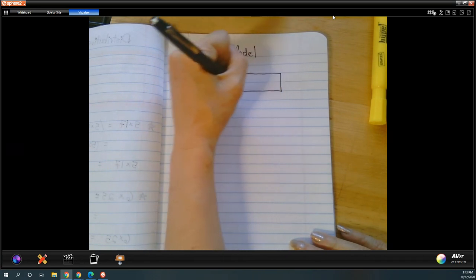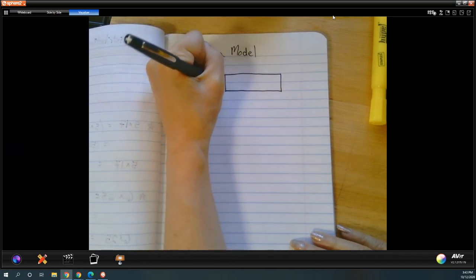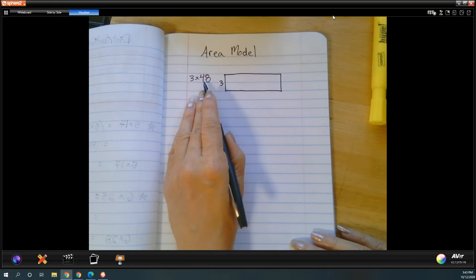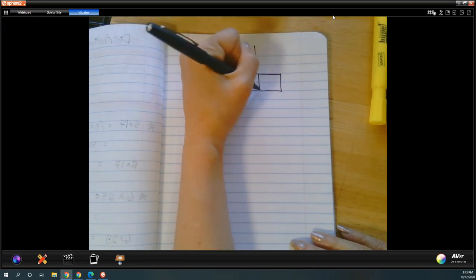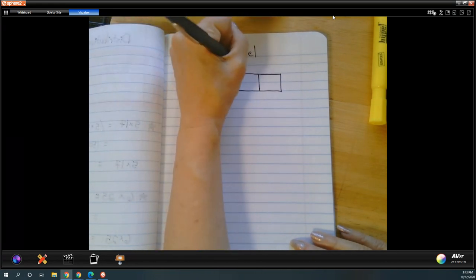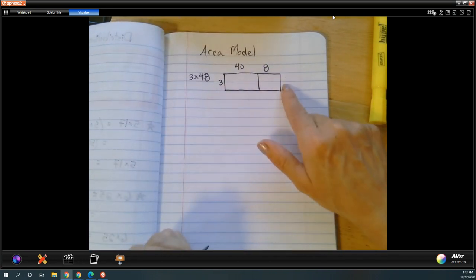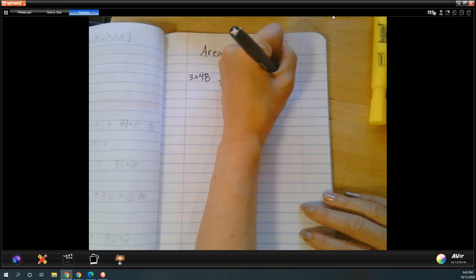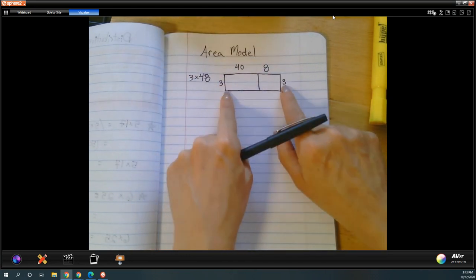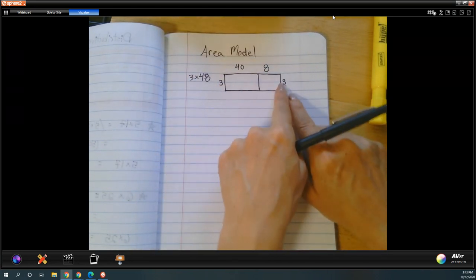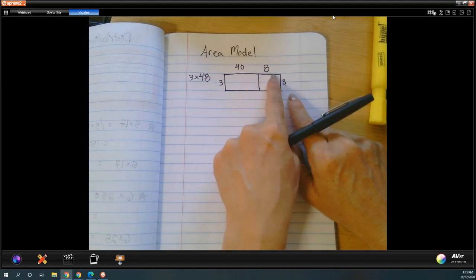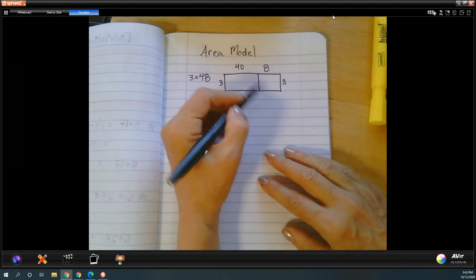I'm going to draw my area model. I have 3 on this side, and because I have 10s and 1s place, I'm going to break up 48 as 40 and 8. It may help you to also label this side as a 3. Remember, they're the same length. Okay, and then when we're doing area, we always multiply base times height. And that will give us everything in between.